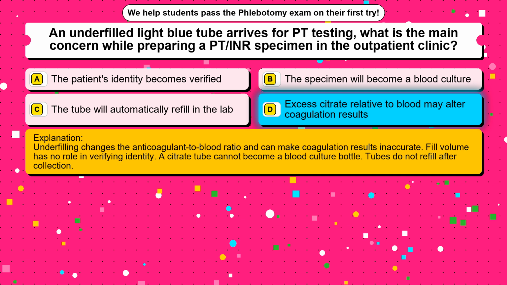Underfilling changes the anticoagulant to blood ratio and can make coagulation results inaccurate. Fill volume has no role in verifying identity. A citrate tube cannot become a blood culture bottle. Tubes do not refill after collection.